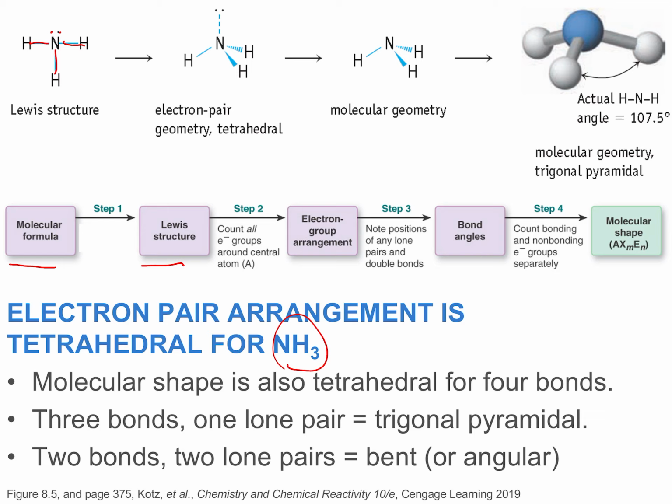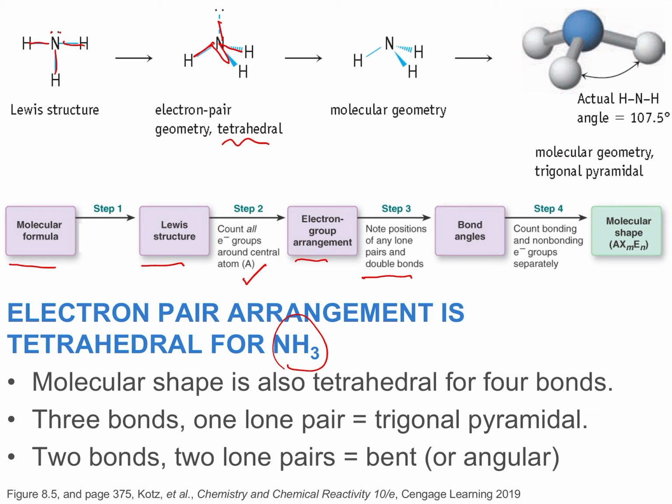So what we do is we count all the electron groups around the central atom. We should do that next. We have 4 of them: 1, 2, 3, 4. 3 of them are in bonds, and 1 of them is a lone pair, but we still have 4 groups around the central atom. So the electron group arrangement is tetrahedral.